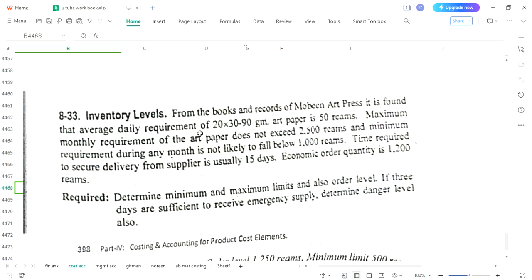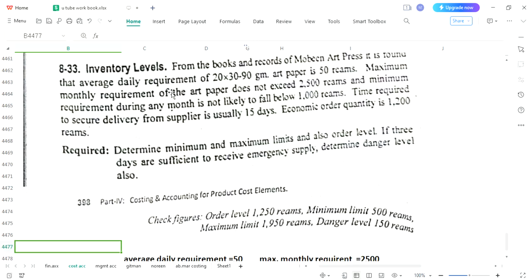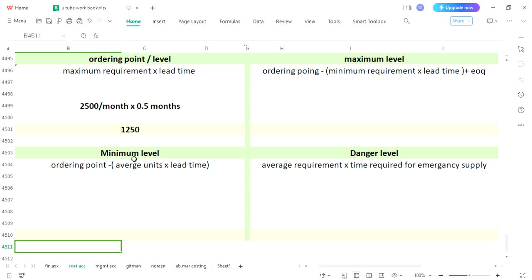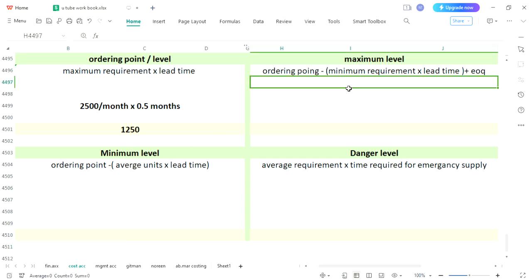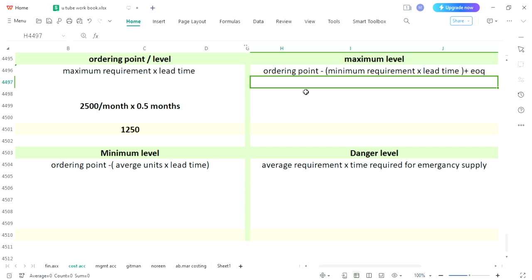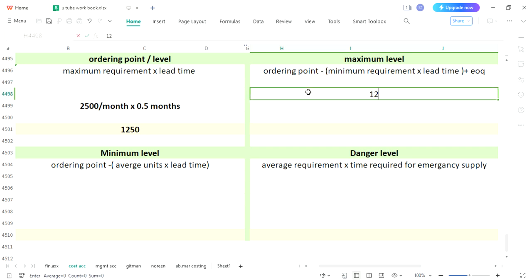Let's go back to the question and see. Ordering level answer is 1250 units. So we have calculated 1250. Now we will be calculating our maximum level. For that we need ordering point. Ordering point we have already calculated, and it is 1250. So we can directly put 1250.